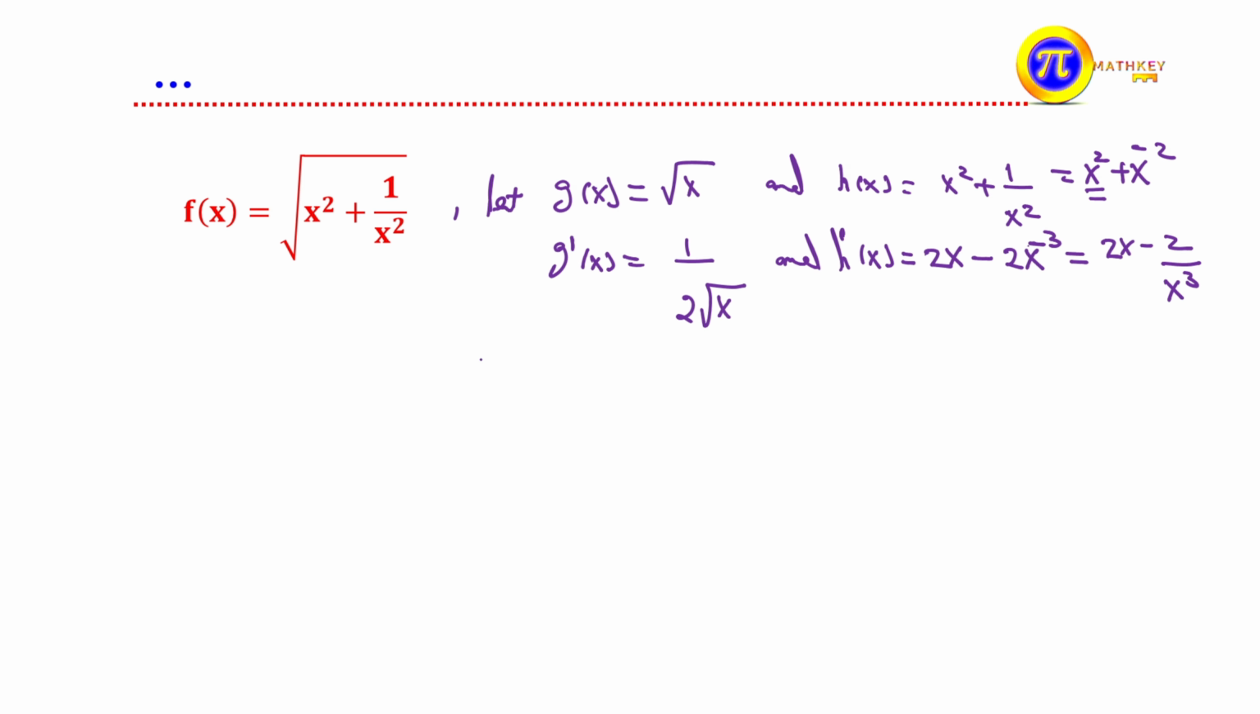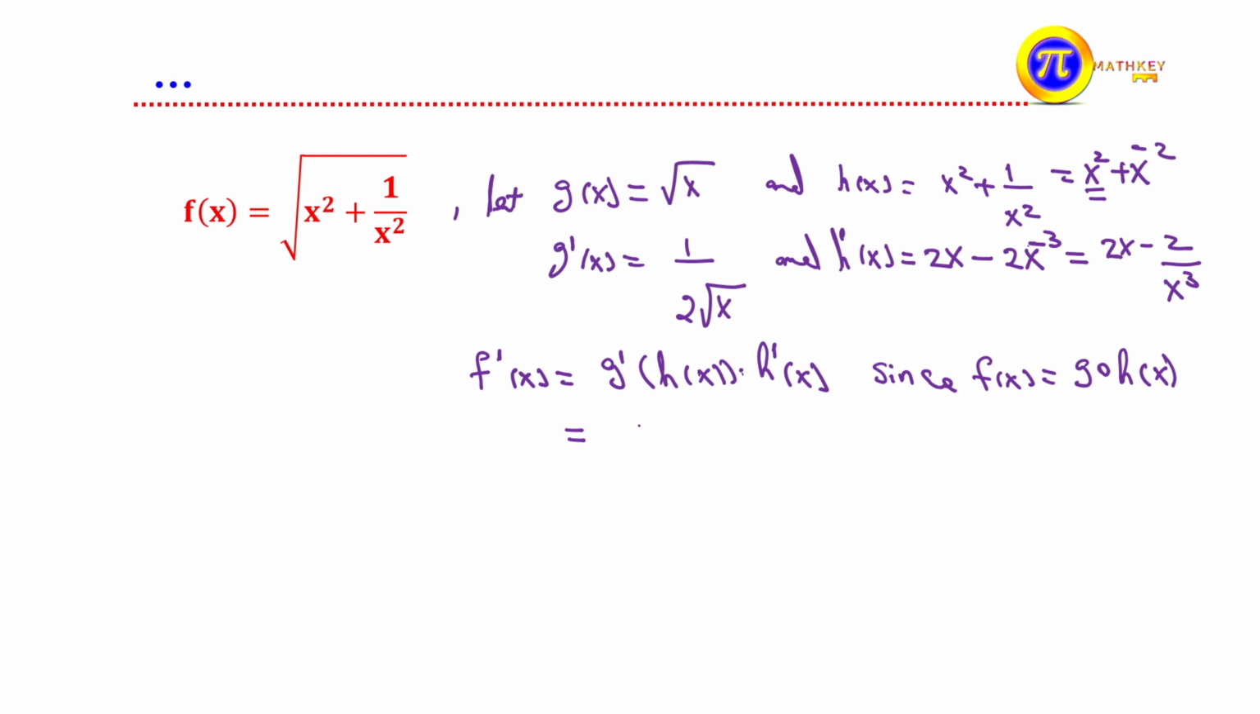After that, what form? f derivative at x means using the chain rule. This is g derivative at h of x times h derivative at x. Let f of x equal g of h of x. By the chain rule we can find the derivative, which is g derivative at h of x, that is 1 over 2 times the square root of h of x, times h derivative at x. This is equal to 2x minus 2 over x cubed.